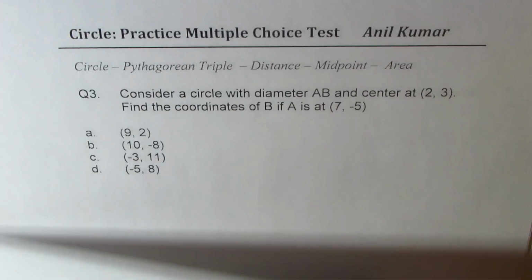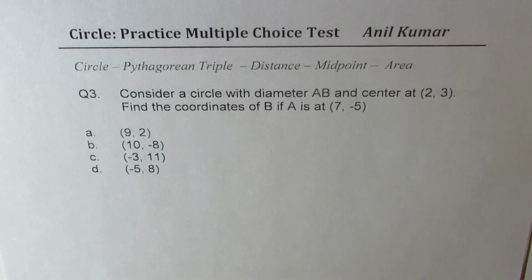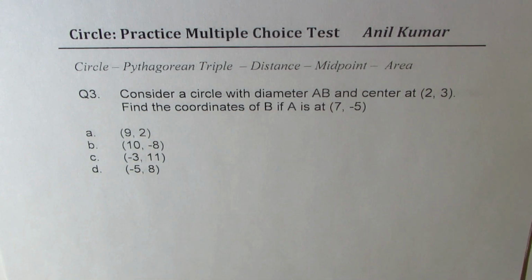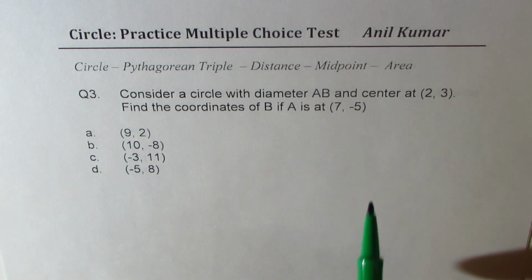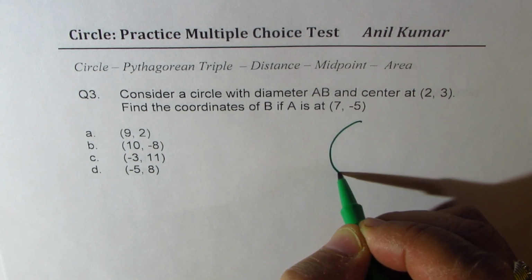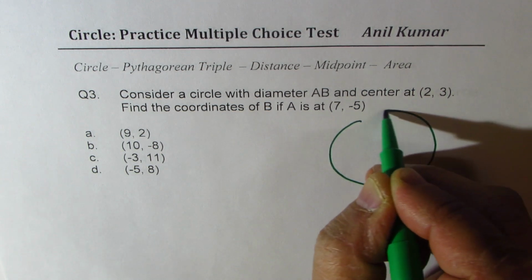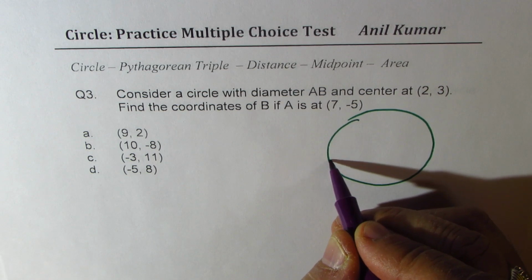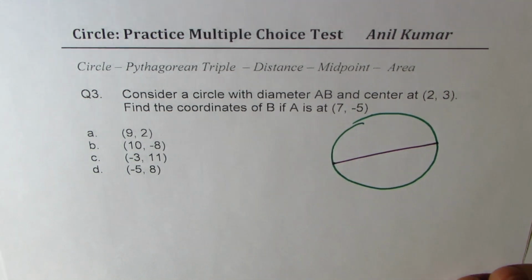Now let's look into coordinate geometry type of questions. Question number 3. Consider a circle with diameter AB and center (2, 3). Find the coordinates of B if A is at (7, -5). So this time what we are given is the diameter of the circle, right? So let me just sketch randomly one line going through the center.